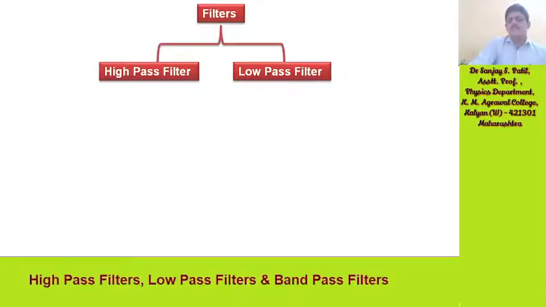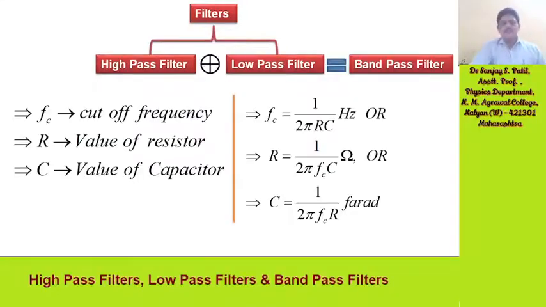As far as the designing part is concerned, what type of components to take depends on the formula, which is Fc is equal to 1 upon 2 pi RC, that is the cutoff frequency. Fc is the cutoff frequency, R is the value of the resistor to be used in the circuit we will make in the case of the high pass filter, and C is the value of the capacitor. So the formula for the cutoff frequency is Fc = 1/(2πRC) Hertz.